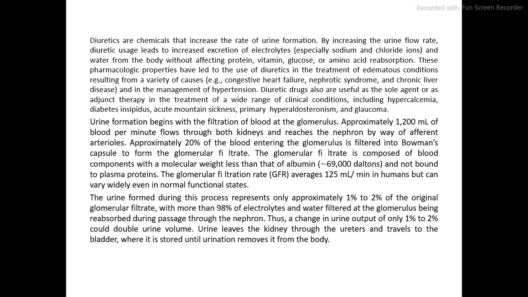Which are the two important functions of the kidney? The first function is to maintain homeostatic balance of the electrolytes and the water. And the second function is to excrete water soluble end products of the metabolism. So these are the two important functions of the kidney.